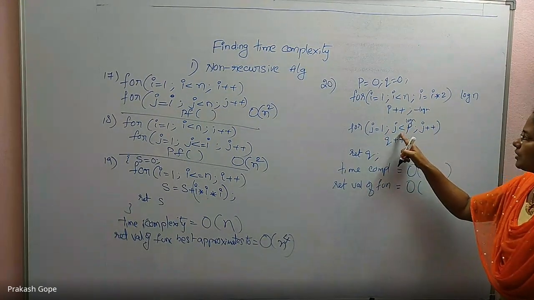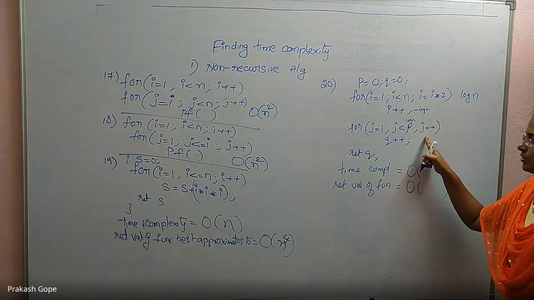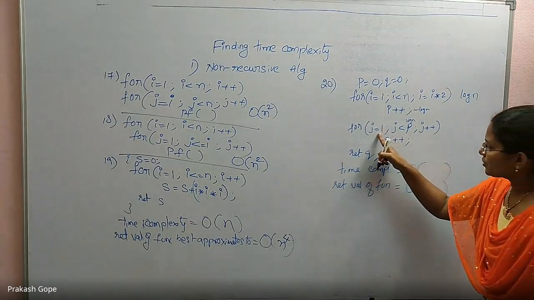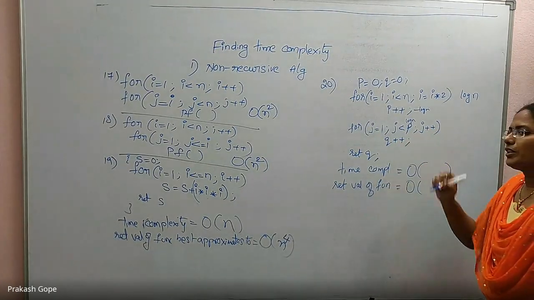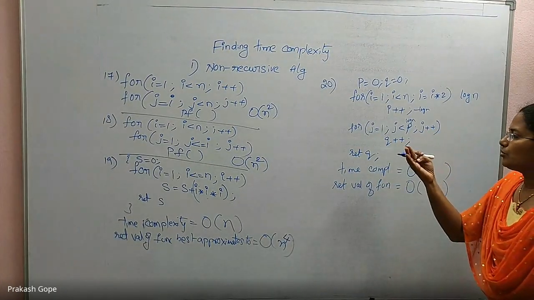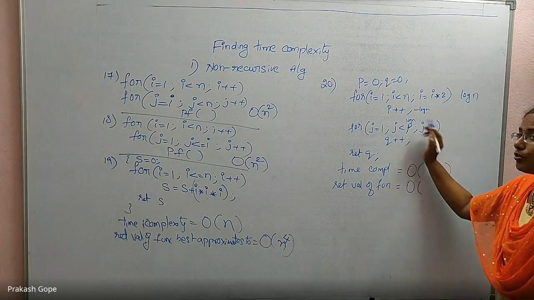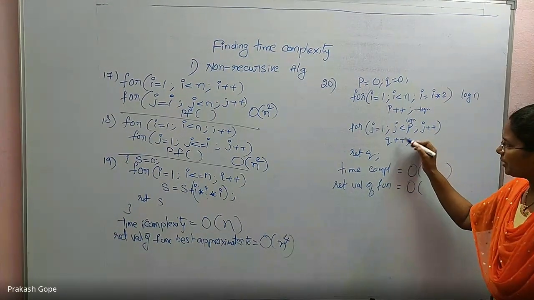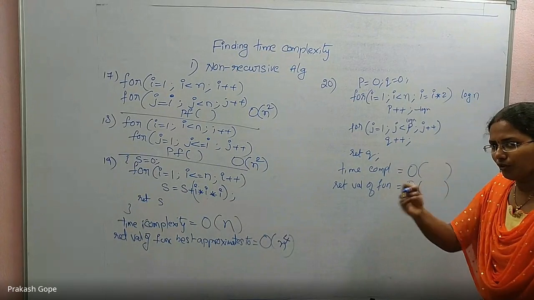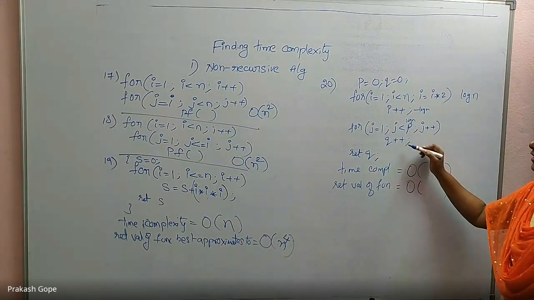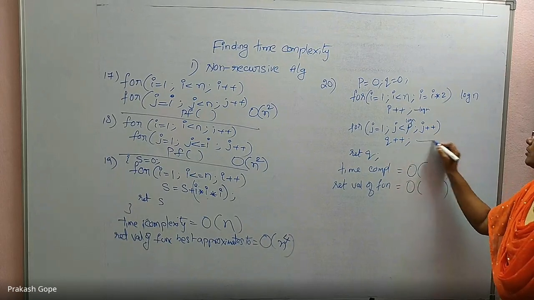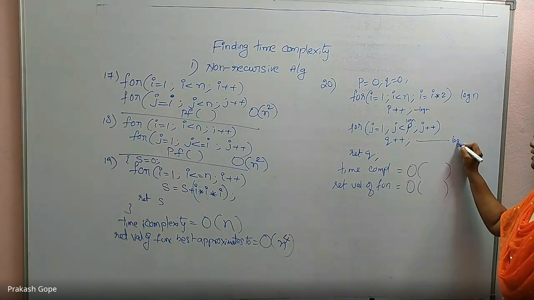j equal to 1, j less than p, j plus plus. Okay. So it starts from 1, goes till log n with a 1, 1, 1 increment. So what will be the q value? It is 1, 2, 3, 4, 5 up to log n only. So it is just incrementing by 1 for each and every iteration. The loop is running for log n times. So q value will be log n.